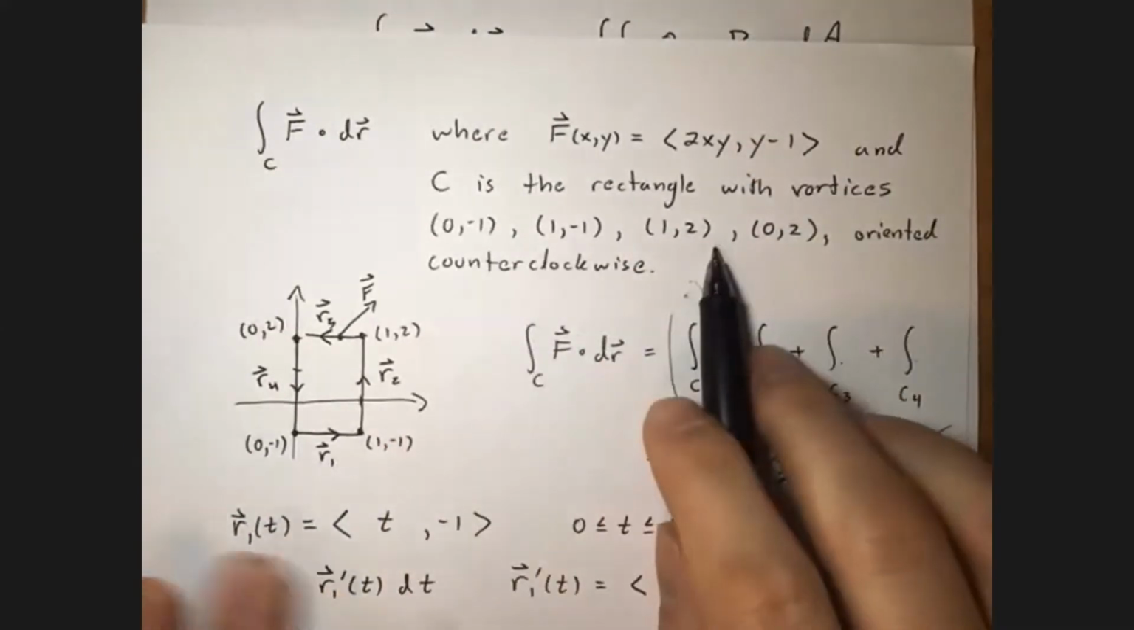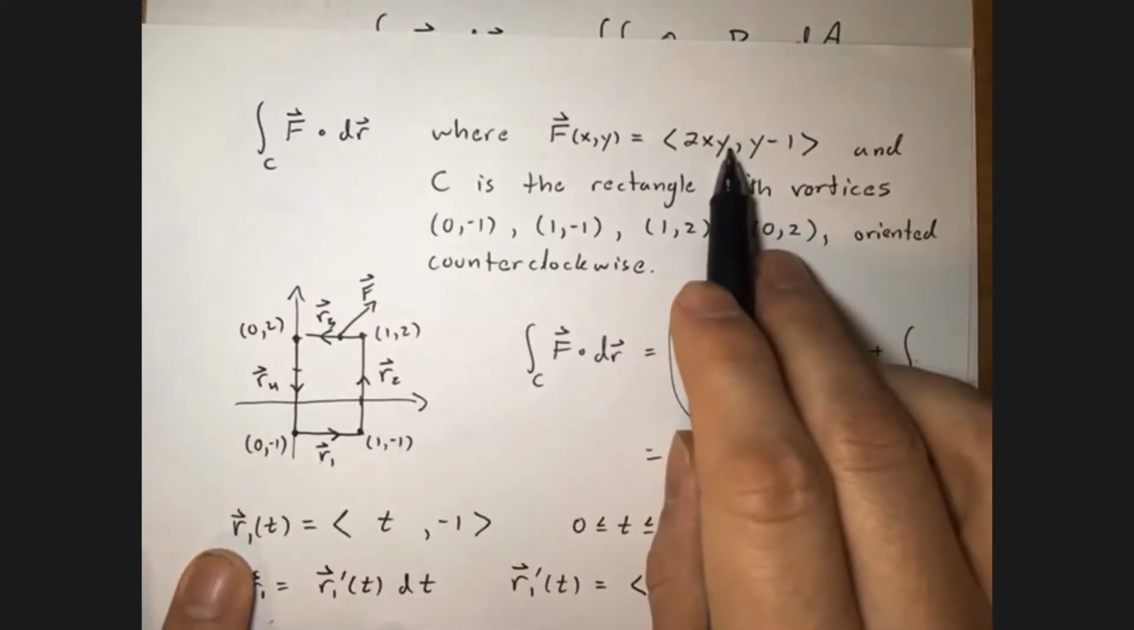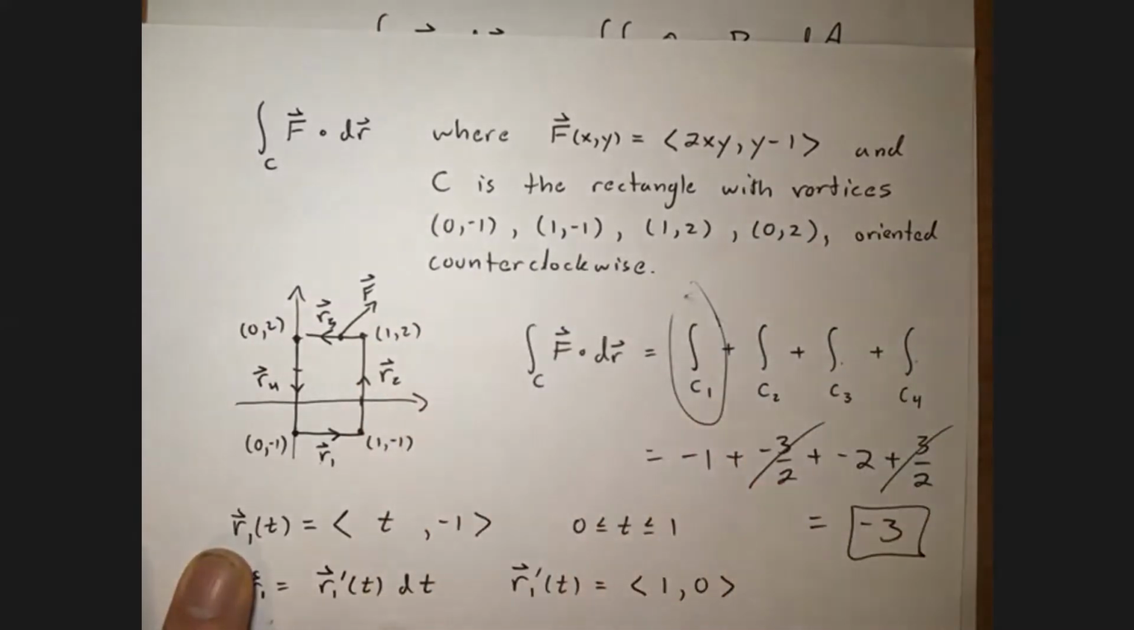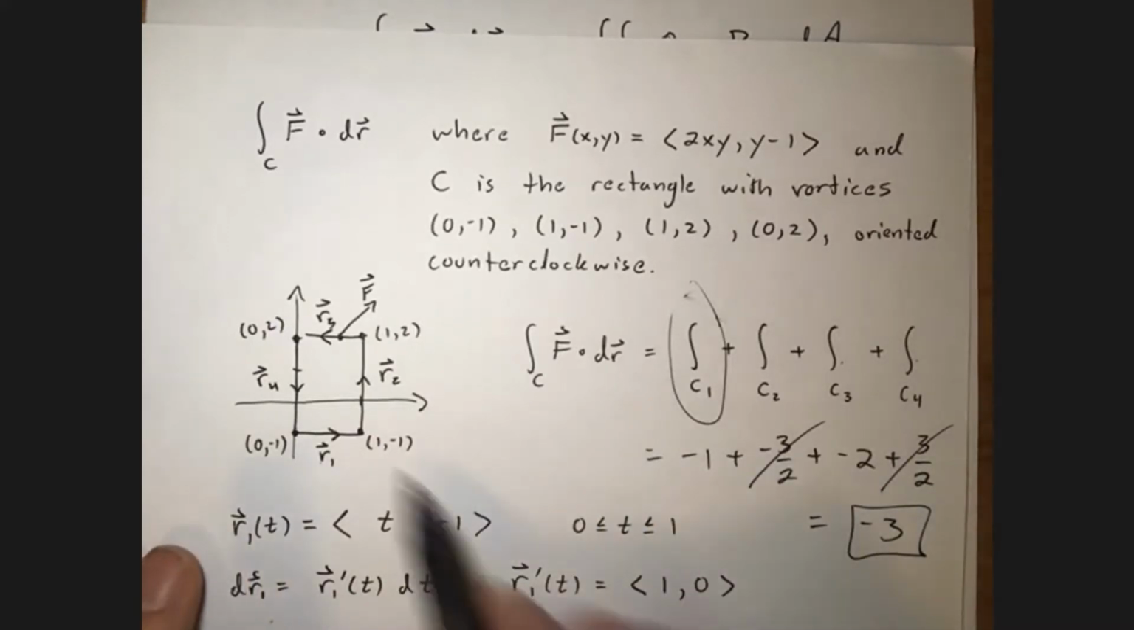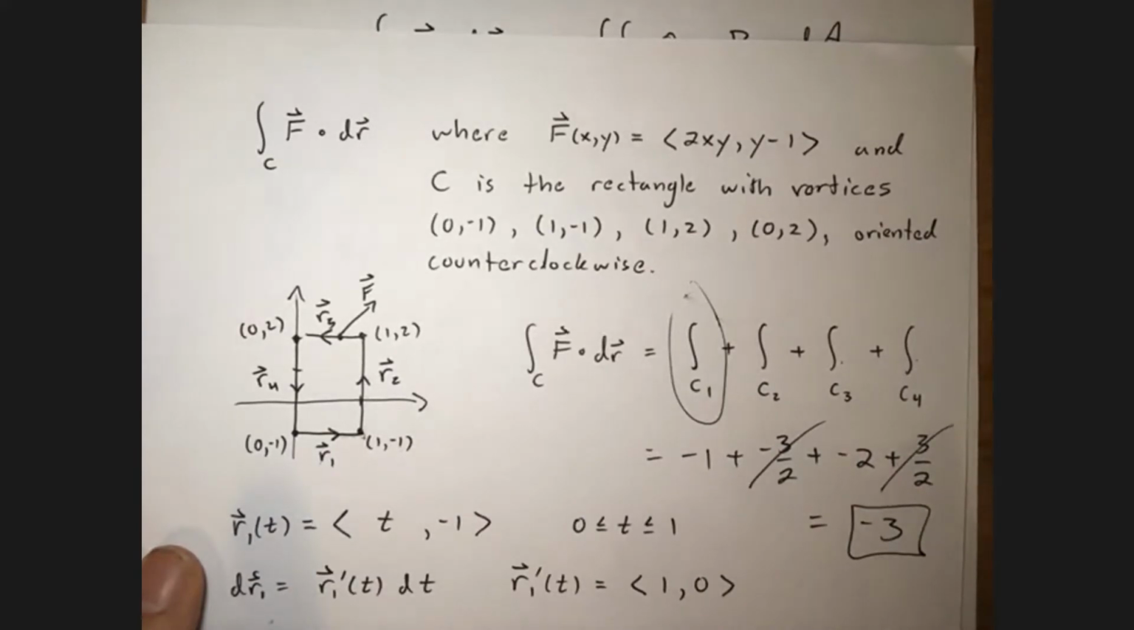We're doing this problem, right? We're integrating this vector field around this rectangle. Well, we did it by parametrizing the rectangle and doing the integral that way. And we got the answer.